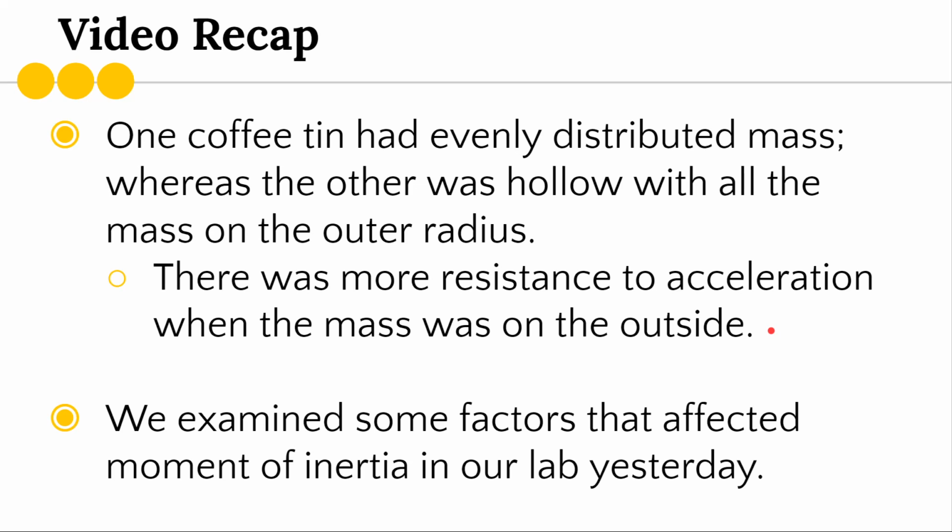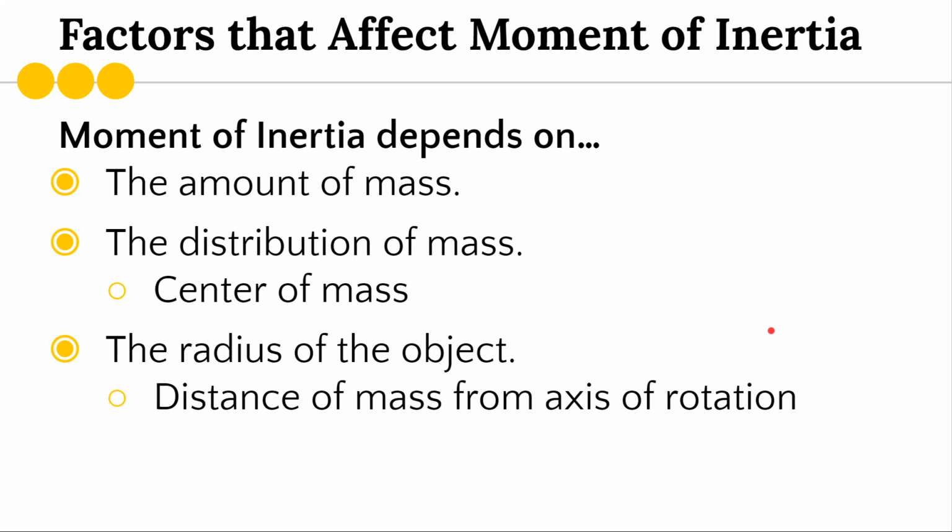Your lab group only tested one of them, but we tested the amount of mass, the distribution of the mass, which is basically the object's center of mass, okay, and then the radius of the object, or how far the mass is from the center of mass, the distance of the mass from the axis of rotation. Okay, and so the moment of inertia did depend on all 3 of these things. Changing the mass did affect your moment of inertia. If you tested that, then you already know that. If you didn't test that, your lab tells you to talk to a group that did.